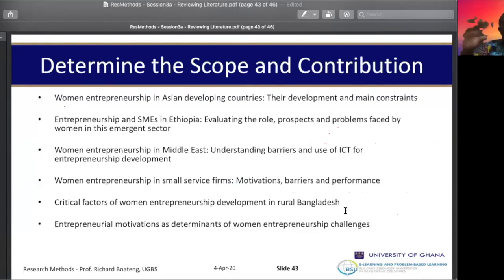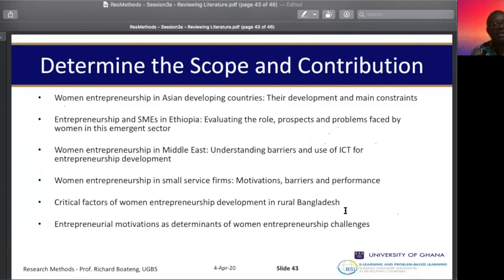We are looking at women entrepreneurship and motivation. So let's examine it. First of all, women entrepreneurship in Asian developing countries, their development and main constraints. The topic is women entrepreneurship. The context is Asian developing countries. The issue of study is their development and main constraints. That's what she's trying to explore. So that's where the contribution would come from.